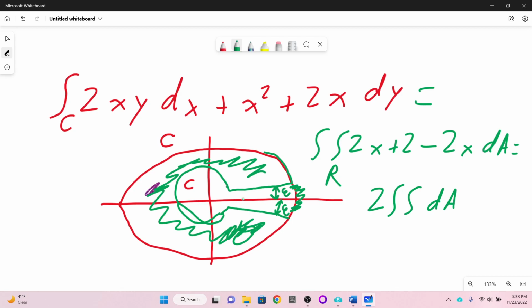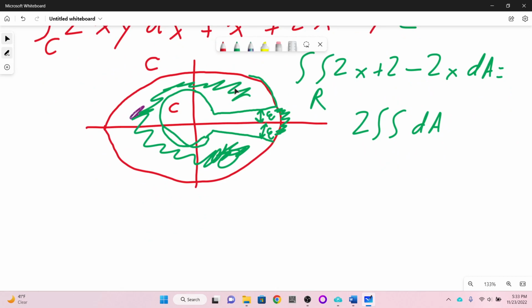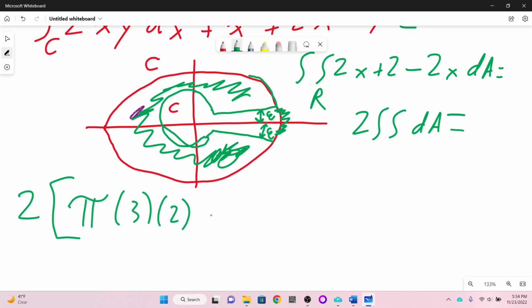What we can do is get the area of the outer part minus the area of the circle inside. So let's say, what is the area of an ellipse with a little chunk taken out of it? It'll be 2 times a bracket. We saw in class the area of an ellipse is pi times this distance times this distance, the major axis and the minor axis, A and B. So it becomes pi times 3 times 2.